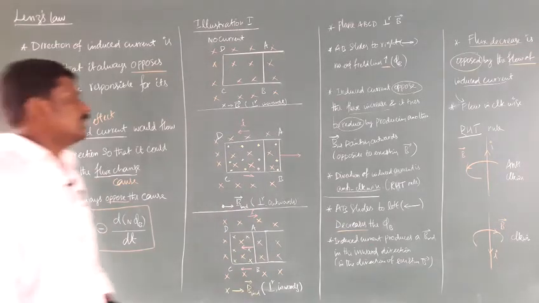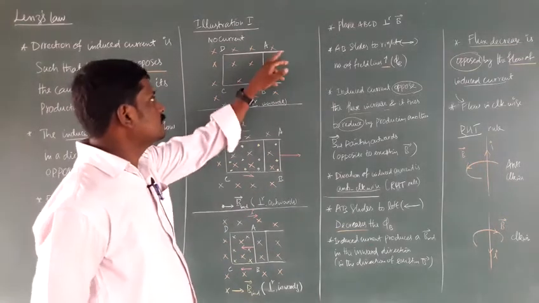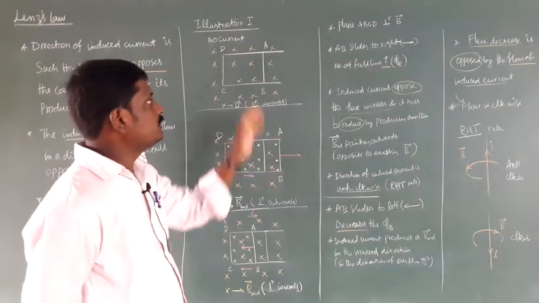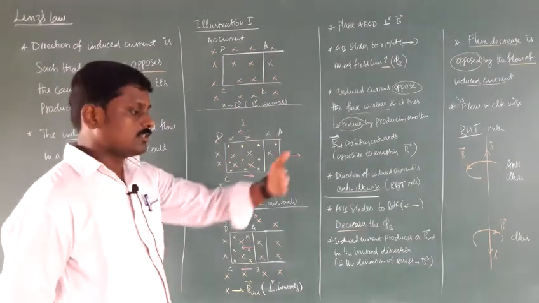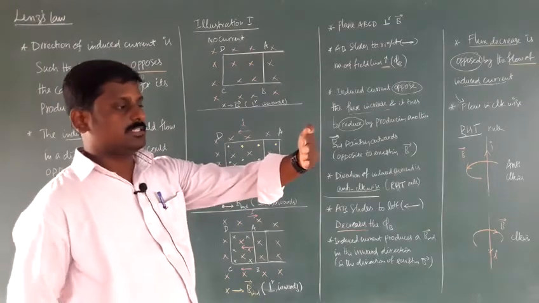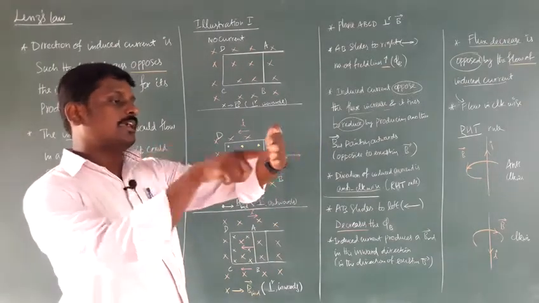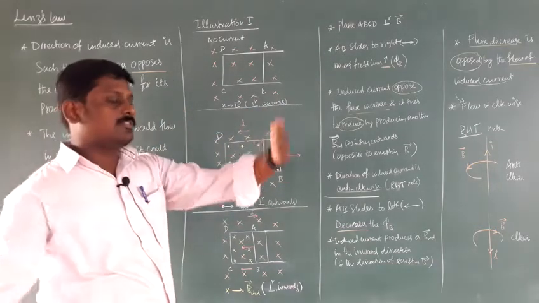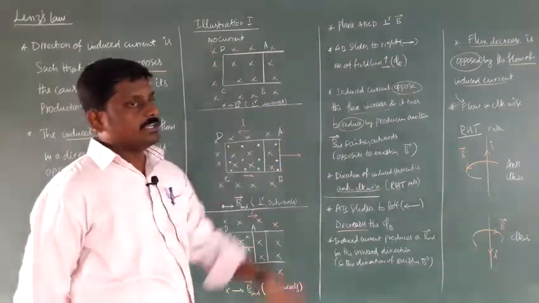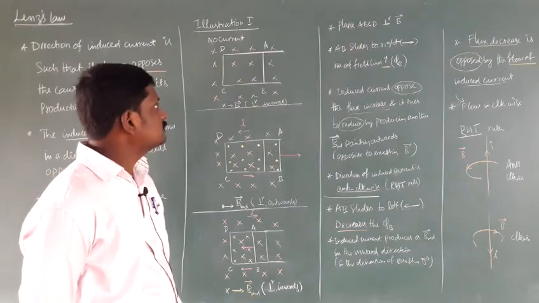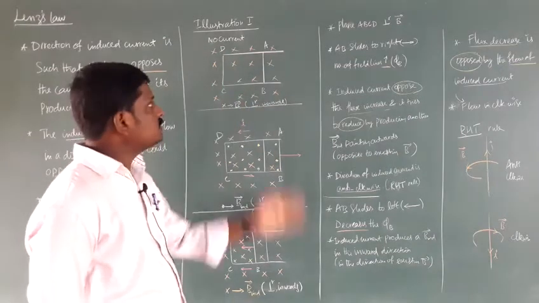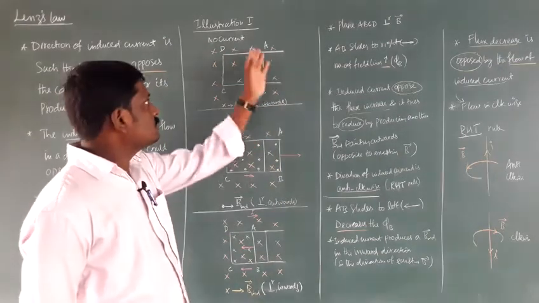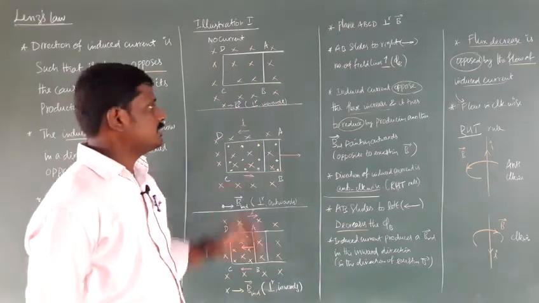Consider a rectangular conductor ABCD placed in a uniform magnetic field. The magnetic field points inwards to the plane, and ABCD is perpendicular to the magnetic field. Then there is no change in magnetic flux, so no induced current flows in ABCD.